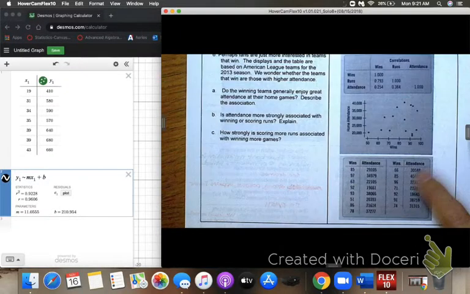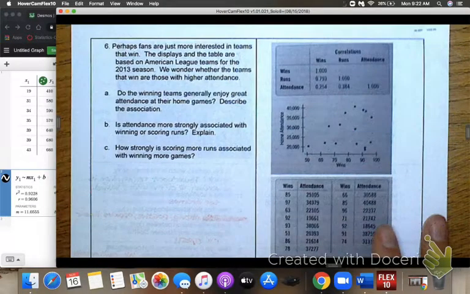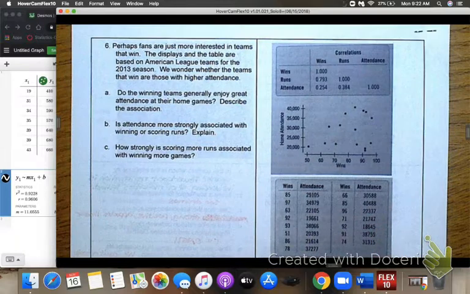They gave us some data here. They also gave us a graph, so we don't need to go into Desmos and graph that. What we're looking at here along the x-axis is number of wins, and along the y-axis, home attendance. So it says, do the winning teams generally enjoy great attendance at their home games? Describe the association.